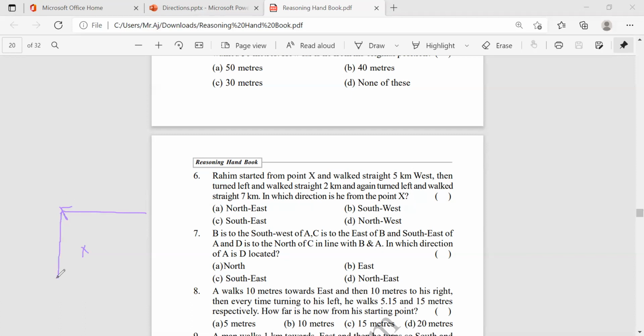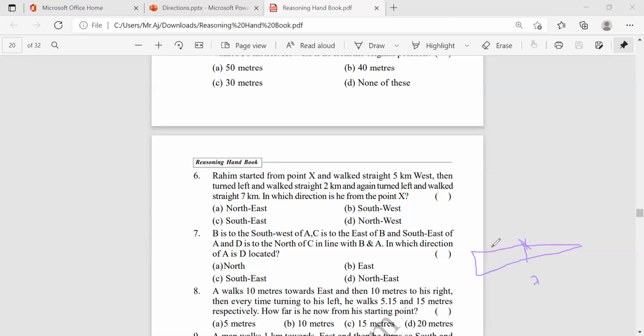And again turns left. Just a minute. X is here. Starting with the same west, then turn left, again 2 kilometers, again turn left, east. And again turns left and walk straight 7 kilometers. The direction of the point. This one, simply this one.